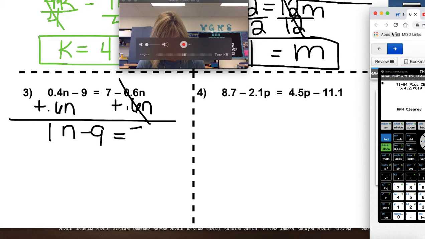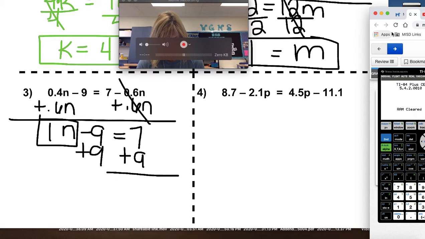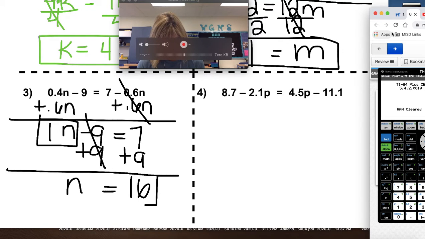Minus 9 equals 7. Now your variable's on this side, so you're going to move that minus 9 over to the other side by adding 9 to both sides. To cancel out your 9, 7 plus 9 is 16. So n equals 16. Okay, let's look at the last one. We have 8.7 minus 2.1p equals 4.5p minus 11.1.